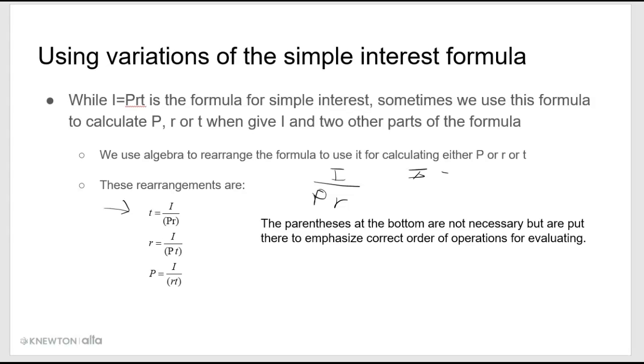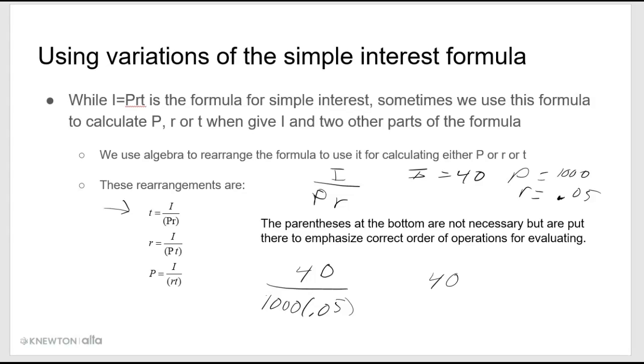Let's say I is $40, P is $1,000, and R is 5%. I'm just making this up. So R will be 0.05 if it's 5%. 5 over 100 is 0.05. So you say, well, that's 40 divided by 1,000 times 0.05. So in your calculator, you go 40 divided by 1,000 times 0.05. And you get a wrong answer because it'll do the 40 divided by 1,000 first and then multiply by 0.05. You don't want to multiply, you want to divide.